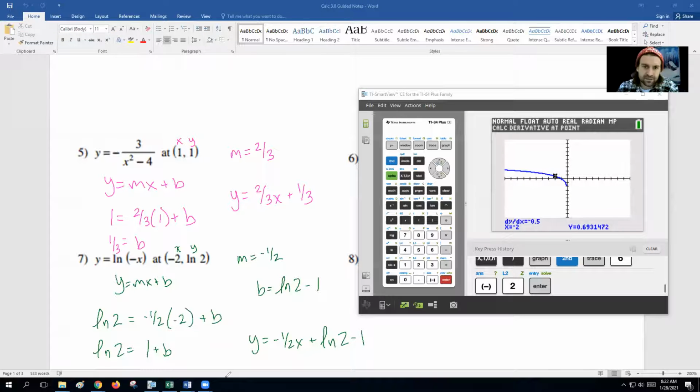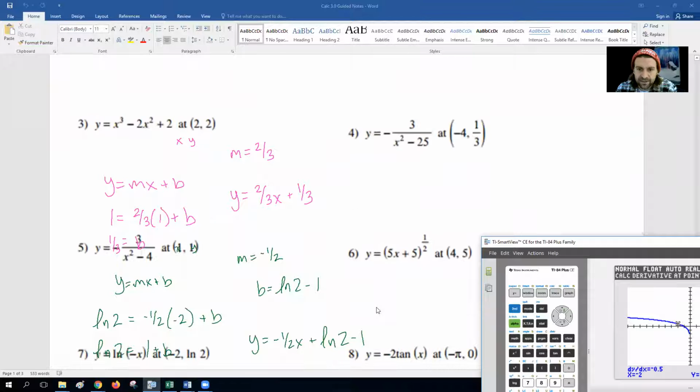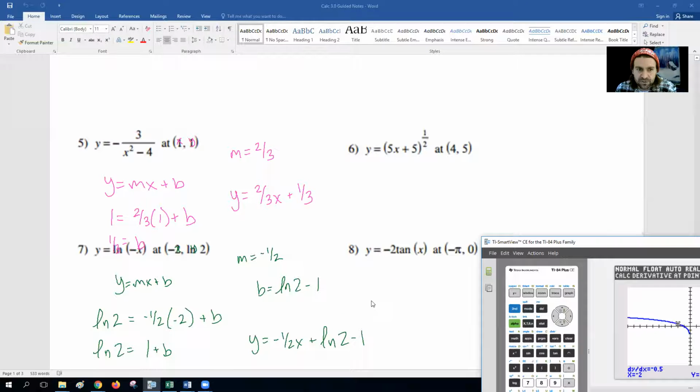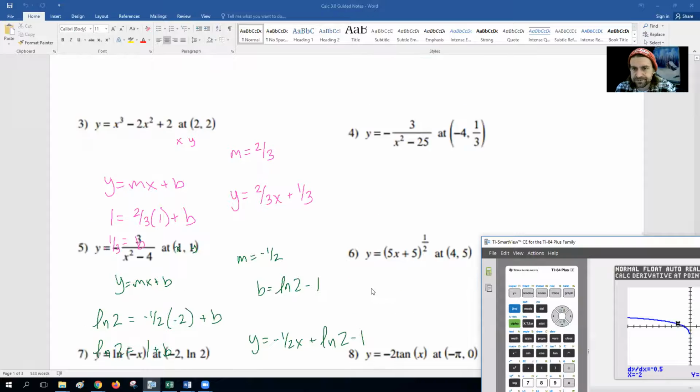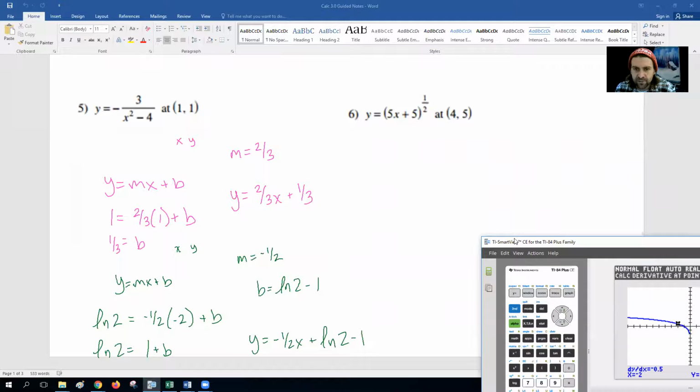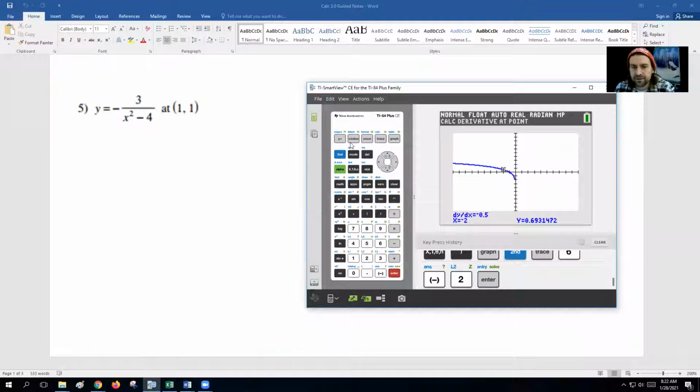So we actually don't need to use the graphing calculator. We could have done this the long way by taking the derivative of all of these equations here and going through and doing y equals mx plus b. But if we have the graphing calculator to help us out as a tool, this makes it a whole lot easier. So the rest of these problems here, you guys will do y equals mx plus b. It's not too bad, but I want to show you guys one more trick on the graphing calculator.